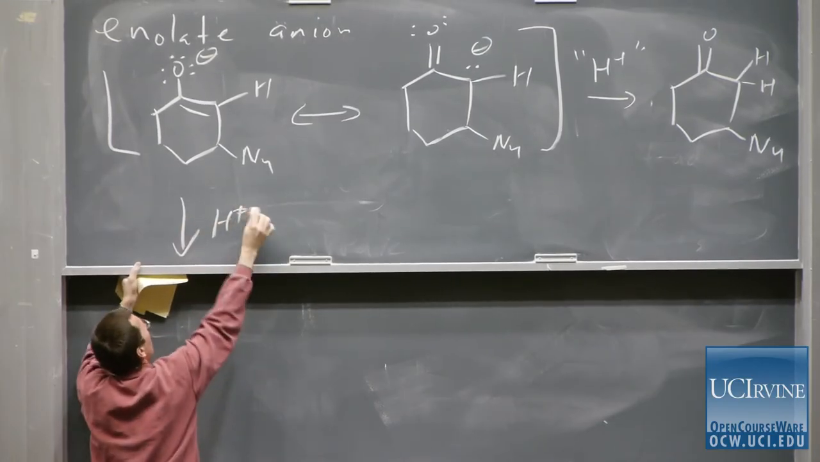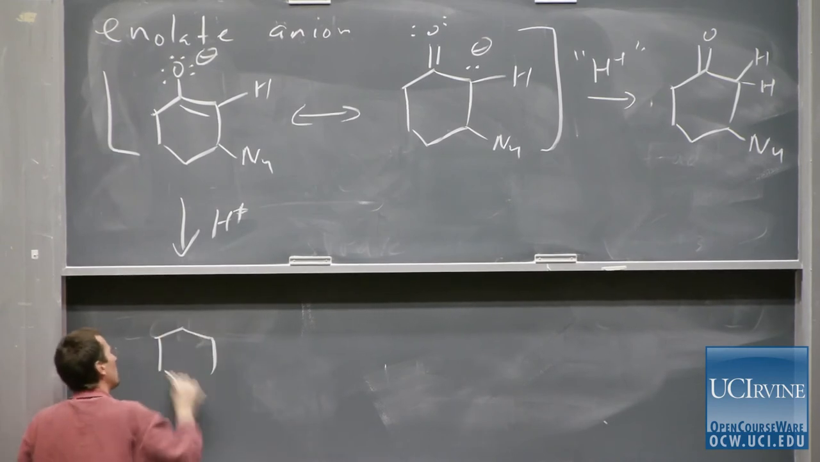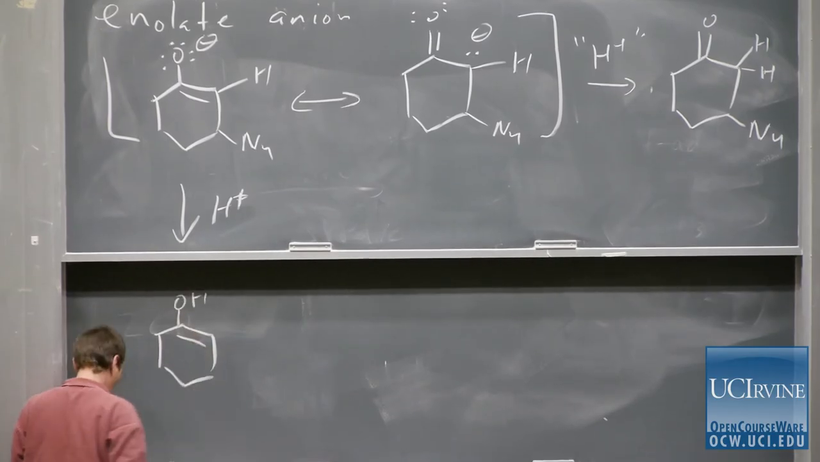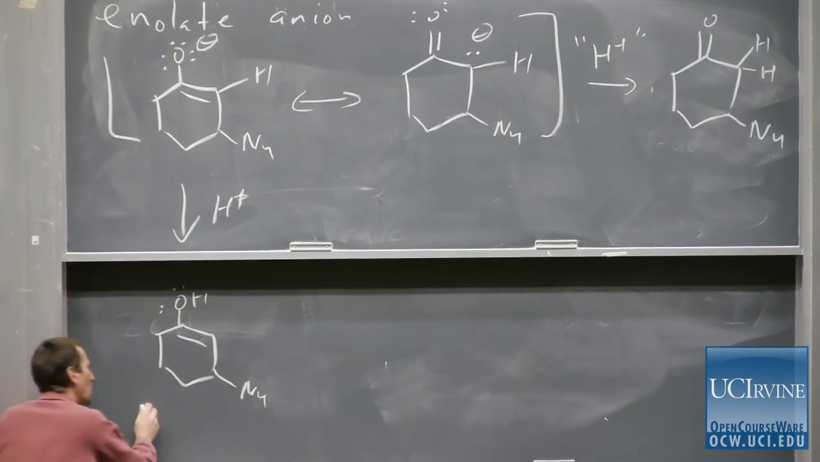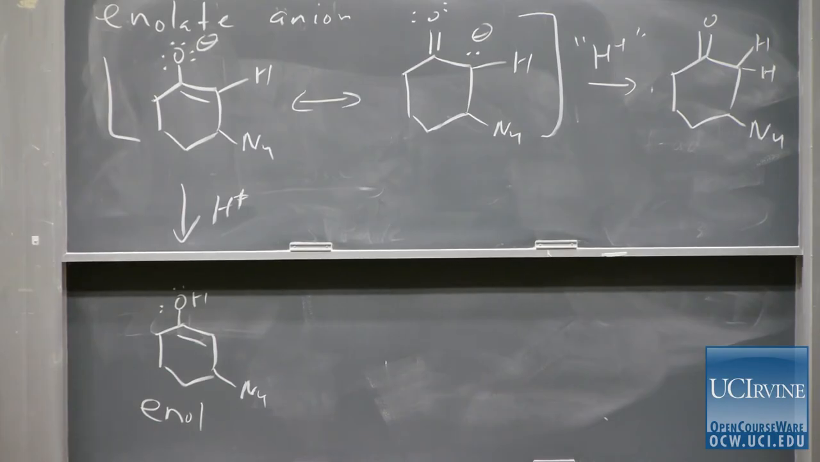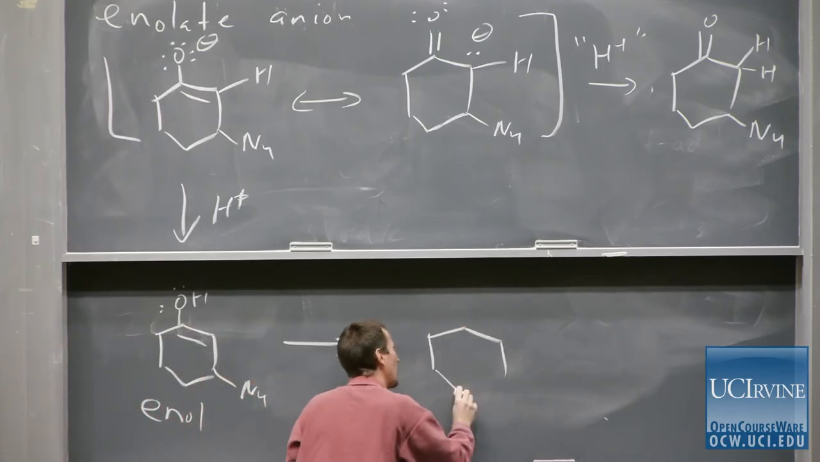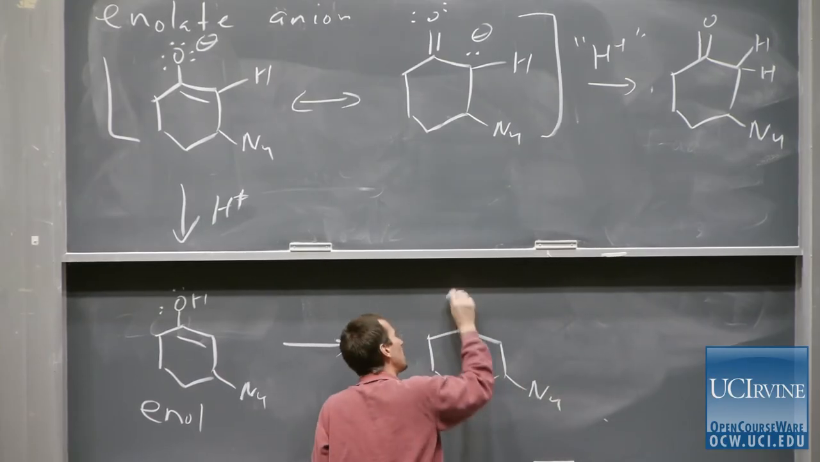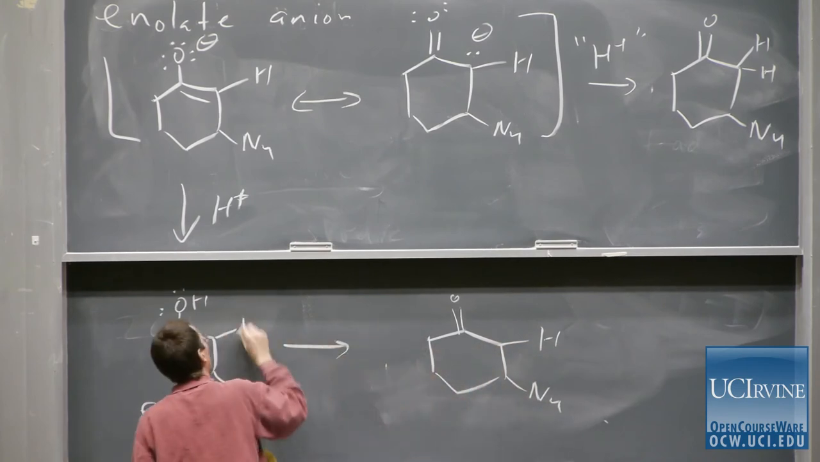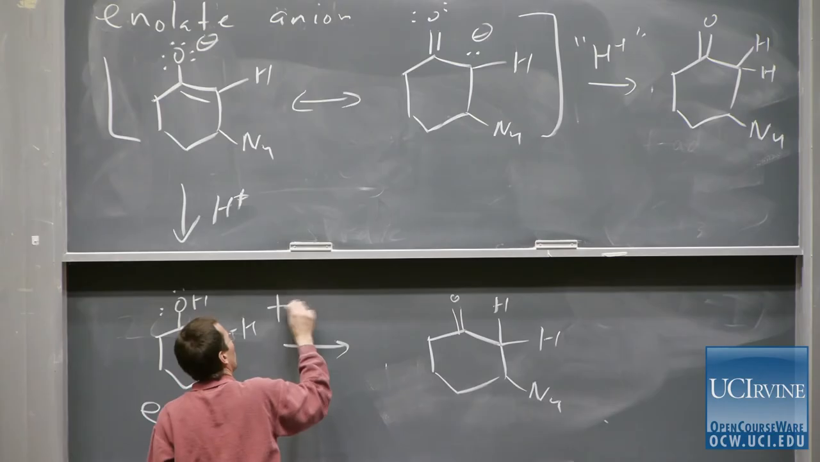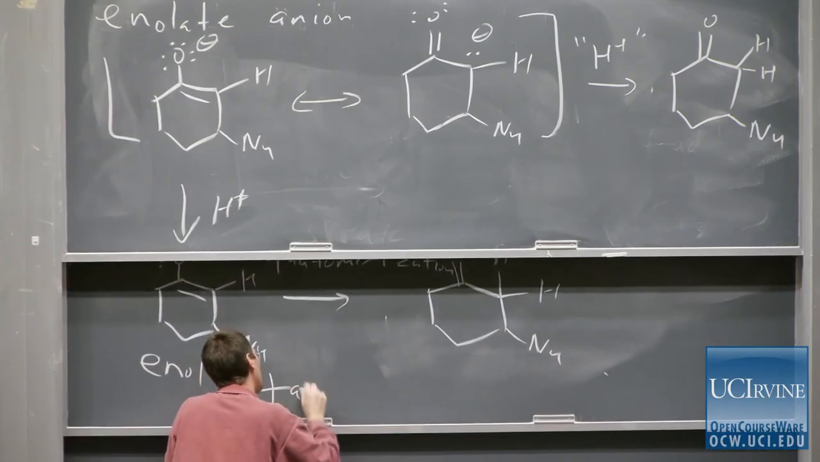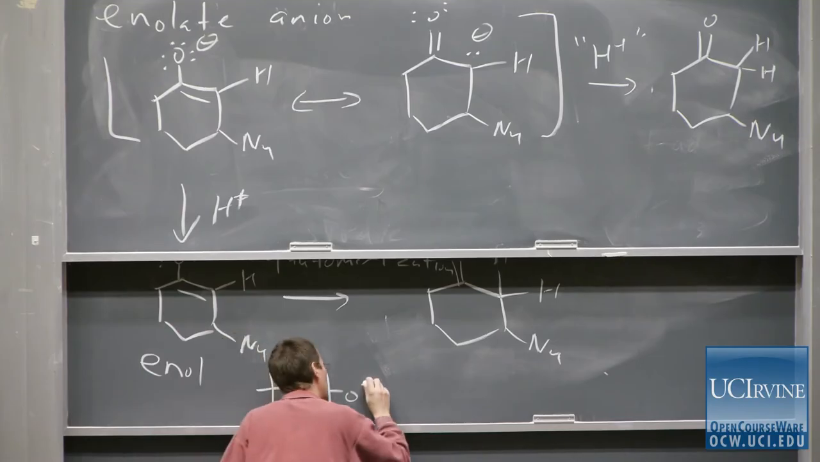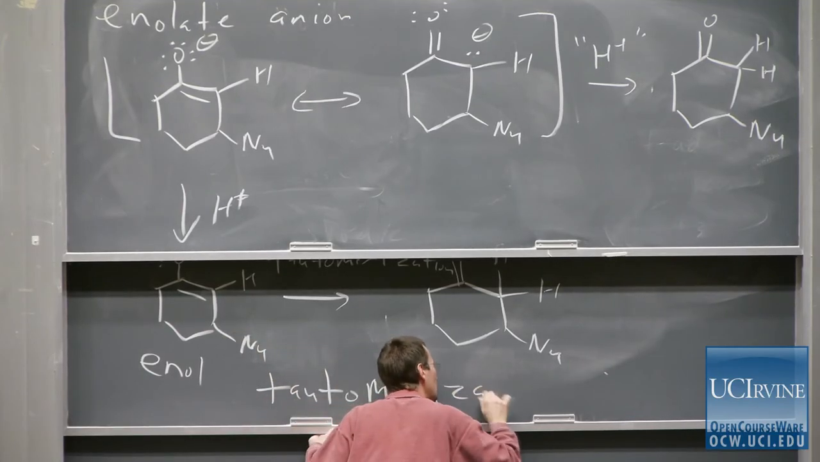Your textbook likes to think about the proton going on to the oxygen, like so. And this product is called an enol. And the enol is in equilibrium with, or goes to form, the ketone by a reaction which, again, you will be learning more about in chapter 23, called tautomerization. We call the ketone and the enol forms tautomers, and we call their conversion tautomerization.